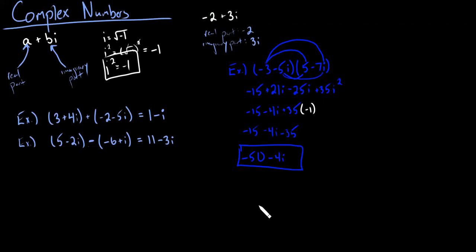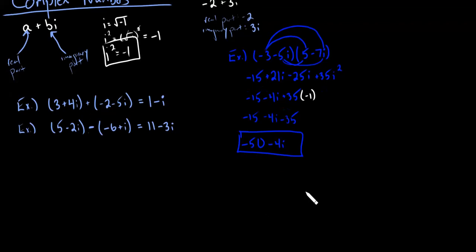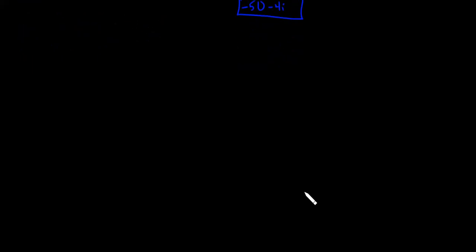Okay, so there's one more thing we need to take a look at, and that's when we have two complex numbers dividing one another, okay? So that would be something that would look something like this. If we had negative 5 minus 7i divided by 3 minus 4i. Now, this might not look like much, but this is actually a huge problem in mathematics, okay?